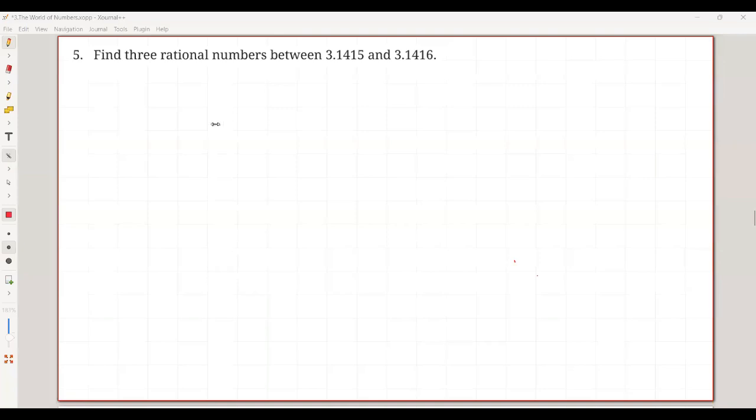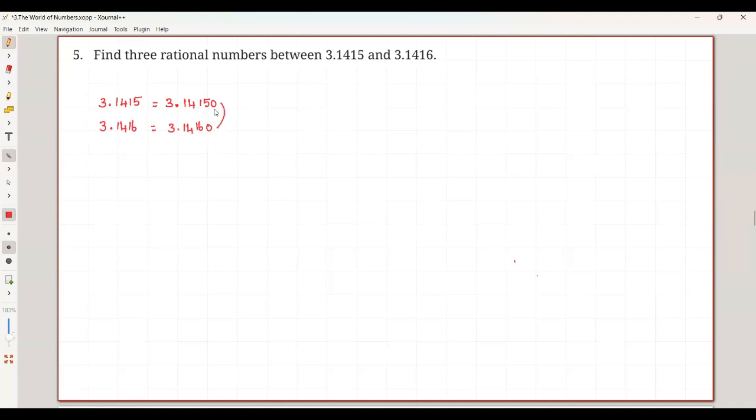Question number 5. Find three rational numbers between 3.1415 and 3.1416. We know that there are infinitely many rational numbers between any two rational numbers. So 3.1415 can be written as 3.14150. If we add a 0 after the decimal digits, there will not be any change, as there is no value for a trailing 0. In the same way, 3.1416 can be written as 3.14160. Now, in between these two, I can find many rational numbers.